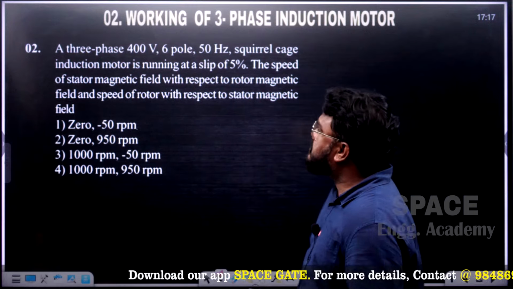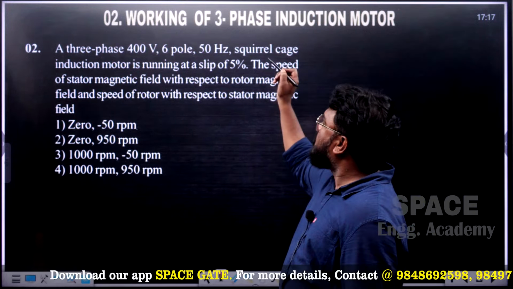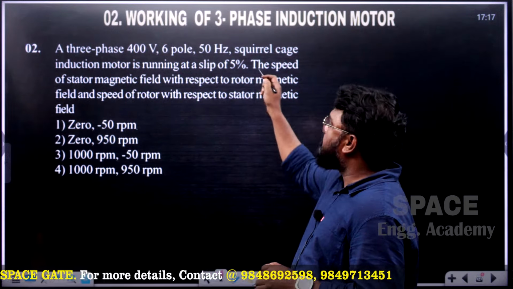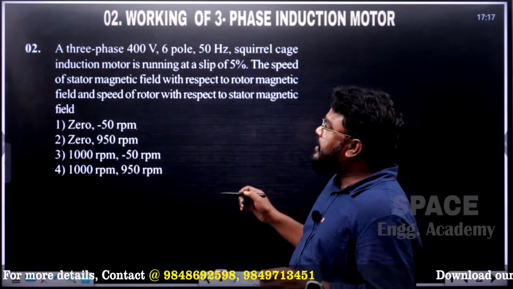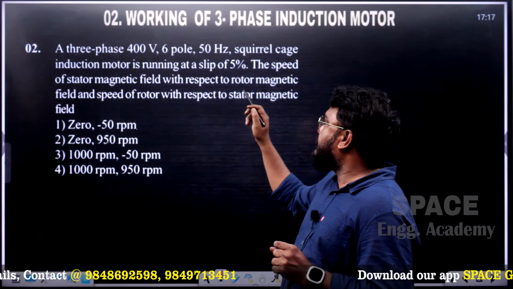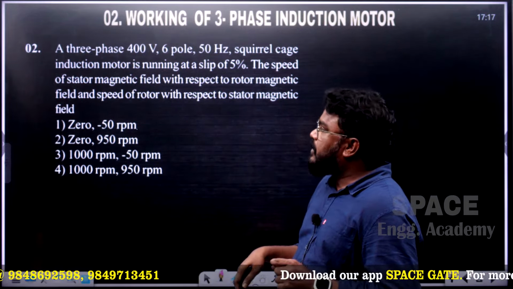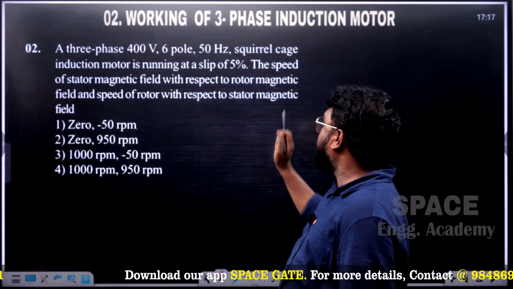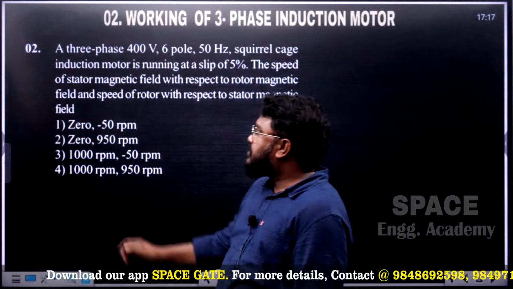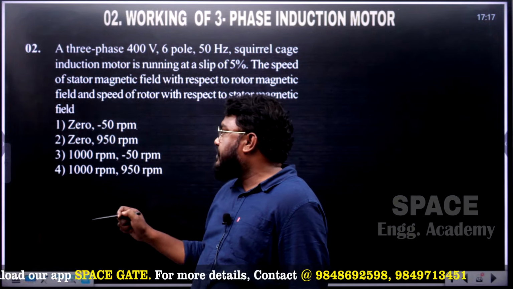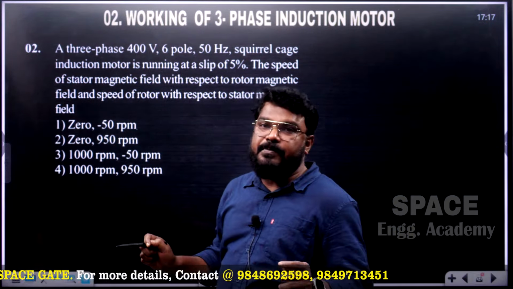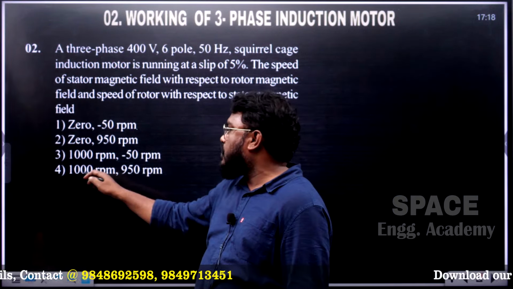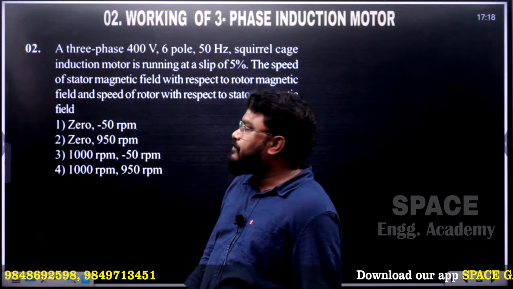A 3-phase 400 volts 6-pole 50 Hz squirrel cage induction motor is running at a slip of 5%. The speed of the stator magnetic field with respect to the rotor magnetic field, and the speed of the rotor with respect to the stator magnetic field. Options: 1, 0 and minus 50 rpm; 0 and 950 rpm; 1000 rpm and minus 50 rpm; 1000 rpm and 950 rpm.